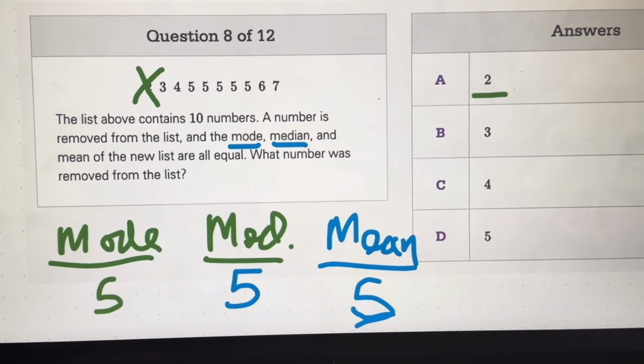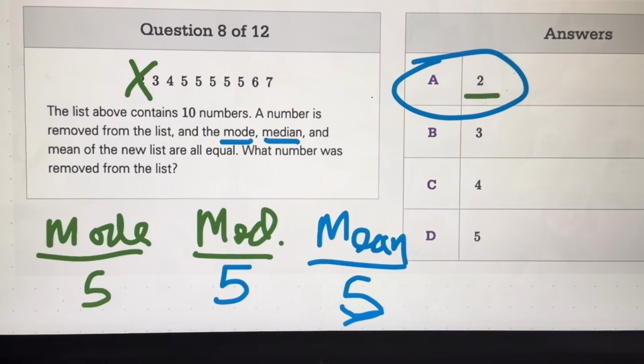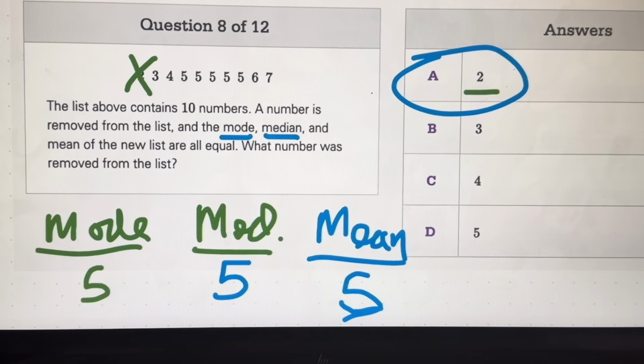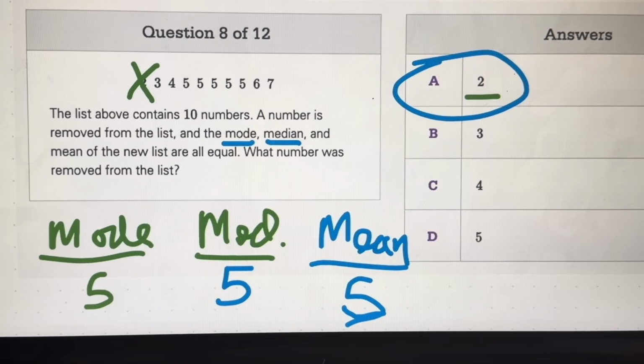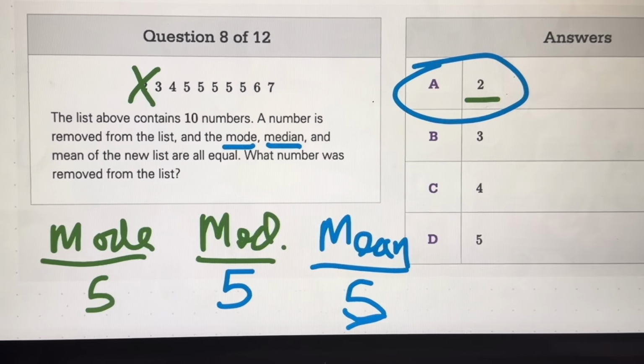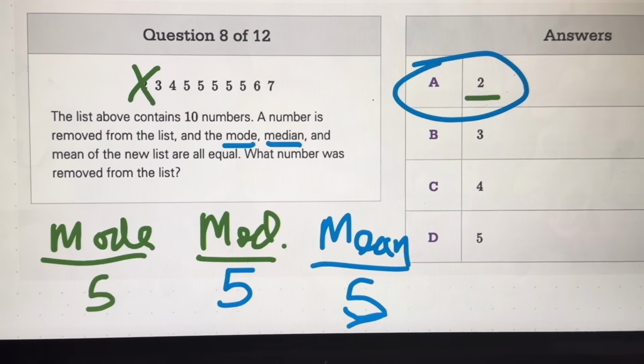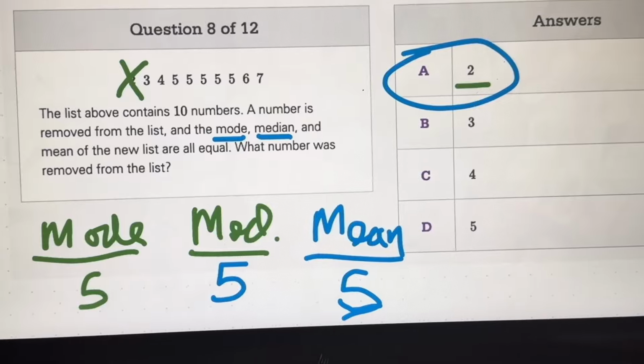So I think we found our answer. What number was it? 2. We got rid of 2, and look, the mean, median, and the mode were all equal. So I feel pretty comfortable picking it.